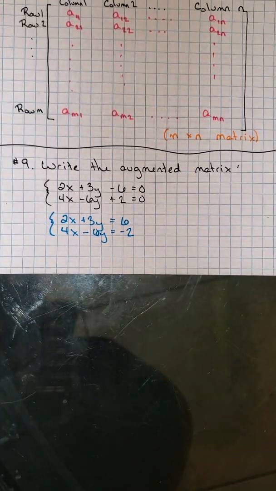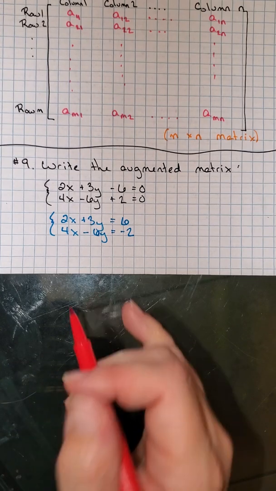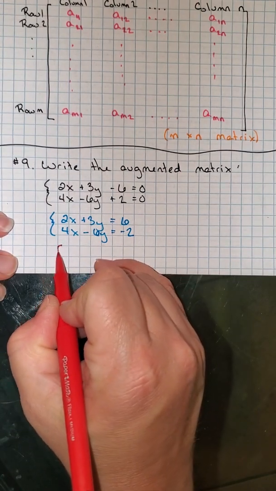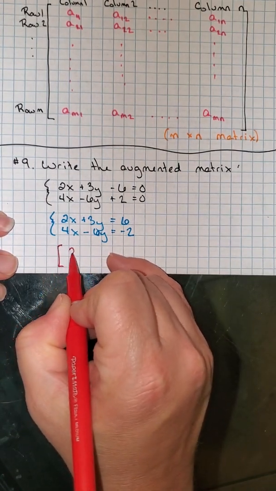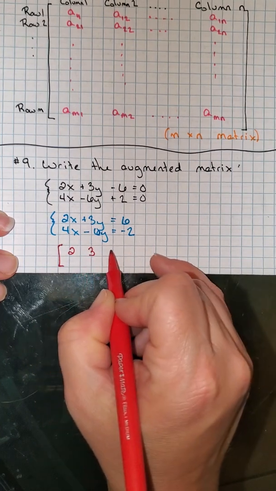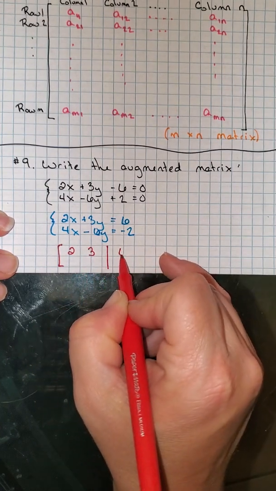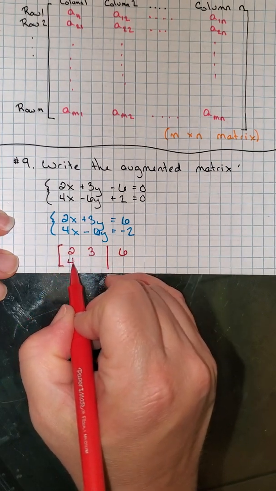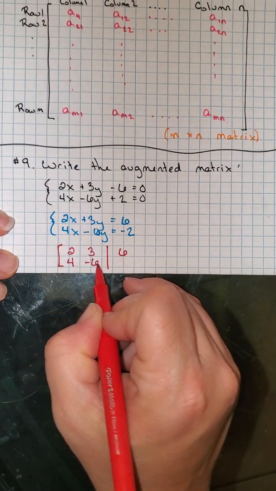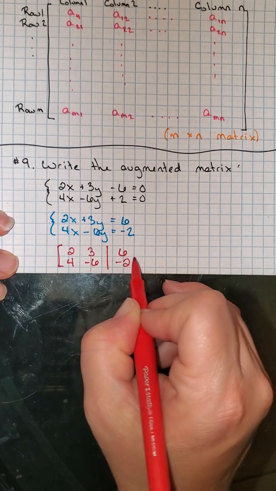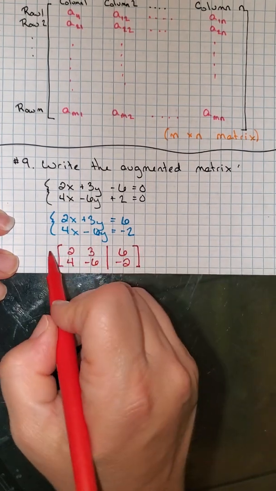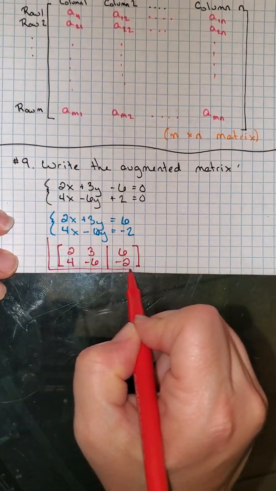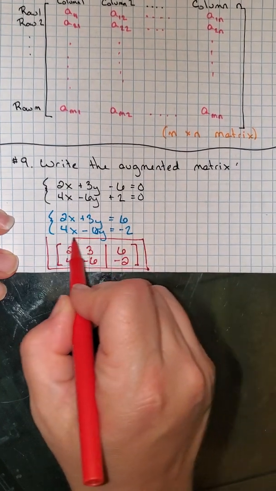Alright, so then our actual augmented matrix: we have 2, 3, and then your constant 6 from the first one. The second equation, we have 4x, negative 6y, and negative 2, where everything is lining up. And that's the answer. That's all they're asking to do on that problem.